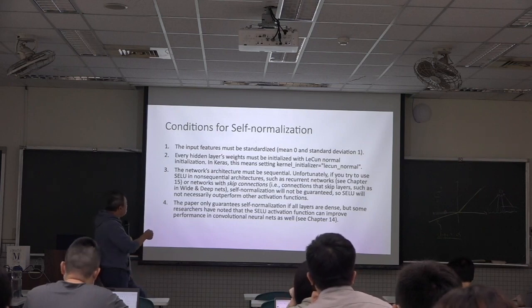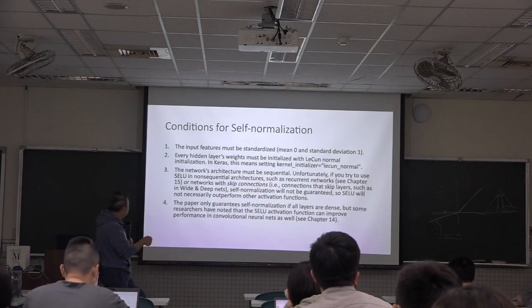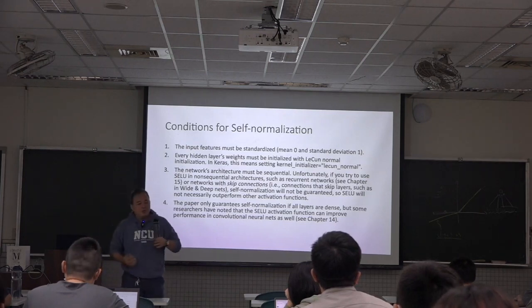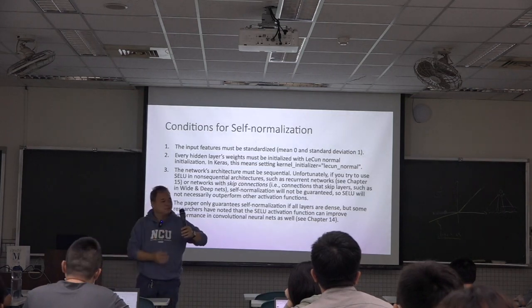And second, every hidden layer's weights must be initialized with LeCun normal initialization. So you just need to follow the LeCun initialization. Just set the kernel initializer to be LeCun normal. This is very easy. The third one: the network architecture must be sequential. You can only have one path.